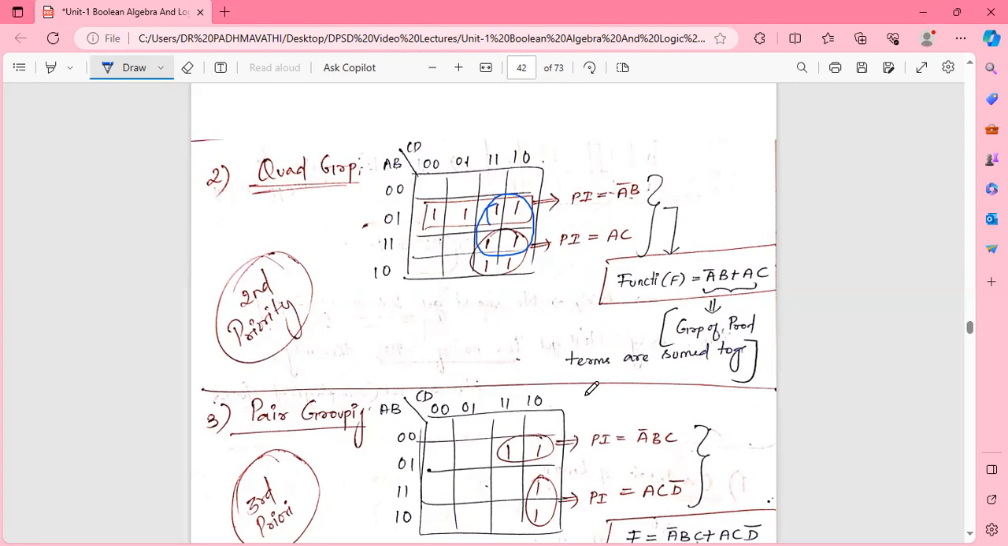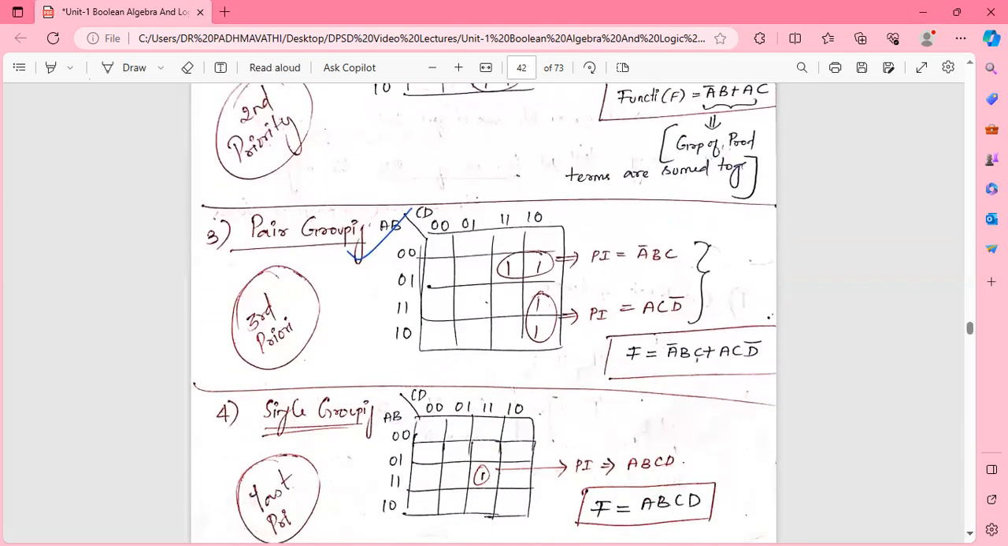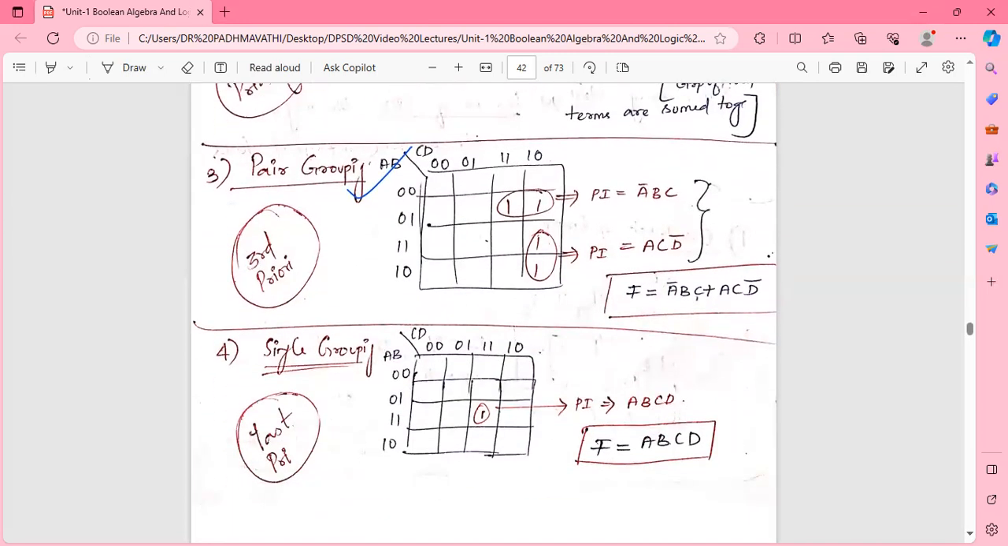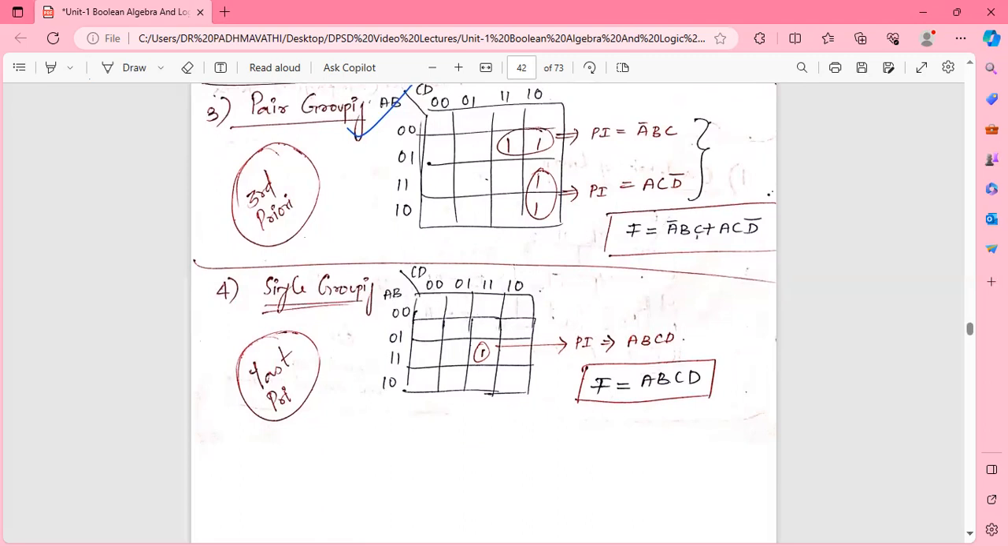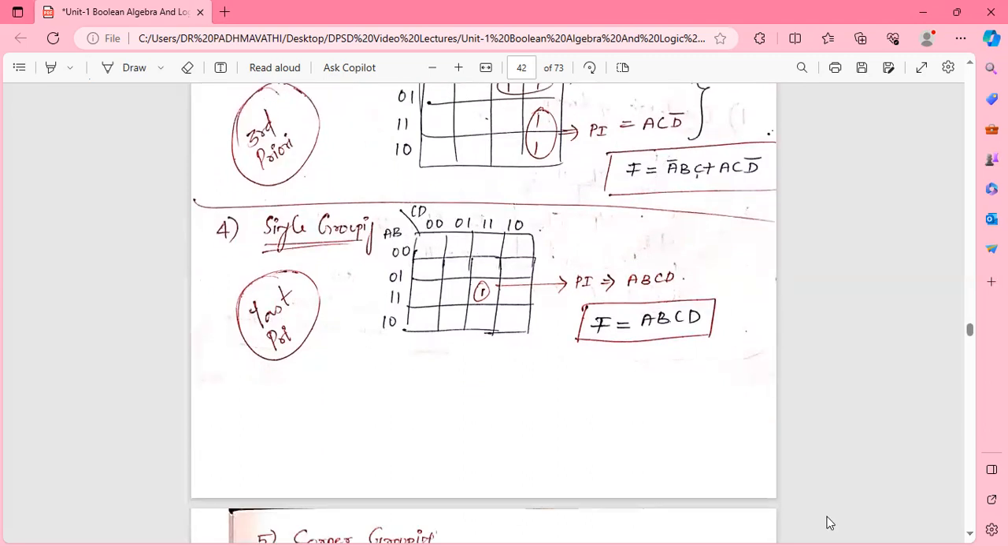Next we go for the pair grouping. See, this is called pair grouping. These are grouped as a single pair. Similarly, these min terms are also grouped. This is an example of pair grouping, and for pair grouping we give only the third priority. The next one is single grouping, which is the last priority.